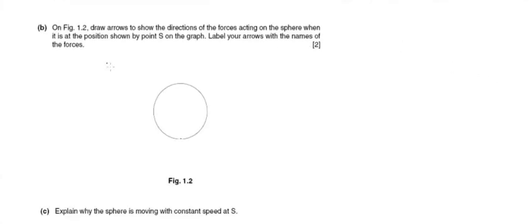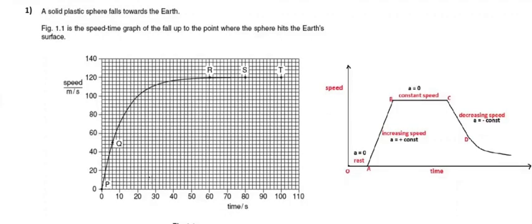Now the part B of the question. Here you can see on the figure 1.2, draw arrows to show the directions of the forces acting on the sphere when it is at the position shown by point S on the graph. Label your arrows with the names of the forces. So where is the point S on the graph? So this is the point S, you can see here, and where the speed is nothing but constant.